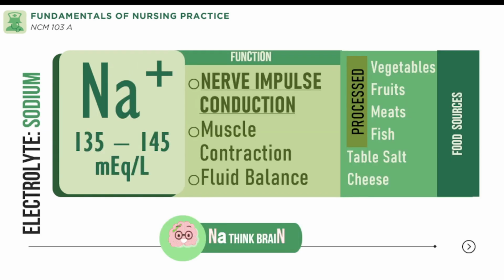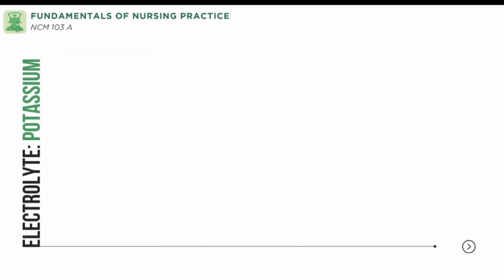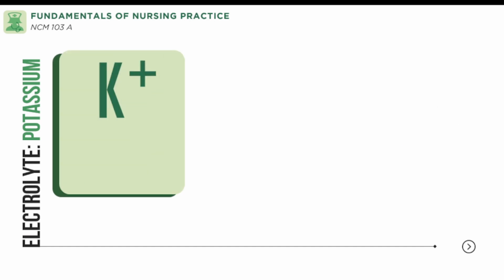Now let us proceed with your potassium. Potassium primarily is regulated by your kidneys. Kidneys play a crucial role in regulation of your potassium by excreting excess of it in your urine or reabsorbing it as needed to maintain balance. Hormonal systems like your aldosterone, insulin, and catecholamine also influence potassium levels by affecting its uptake and excretion by the cell.